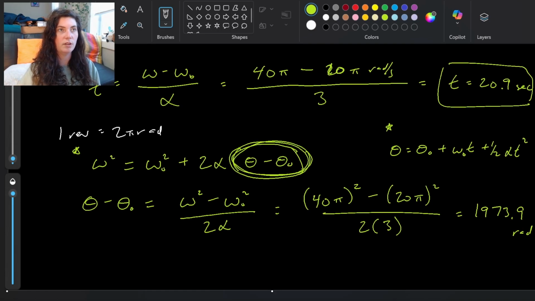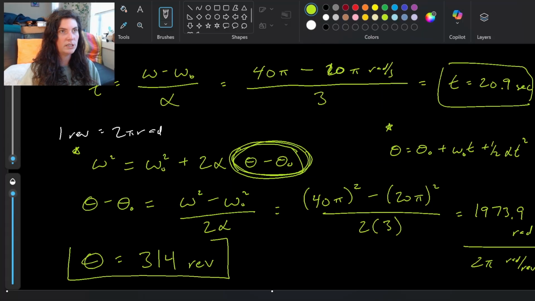And to find what that is in revolutions, I can just divide this by 2 pi. There are 2 pi radians in a revolution, which gives me that we need about 314, or if you want to round up to the nearest whole number, that's fine too. 314 revolutions to go from our initial angular velocity of 10 revolutions per second to our angular velocity of 20 revolutions per second. We'll have to go through 314 revolutions in 20.9 seconds.